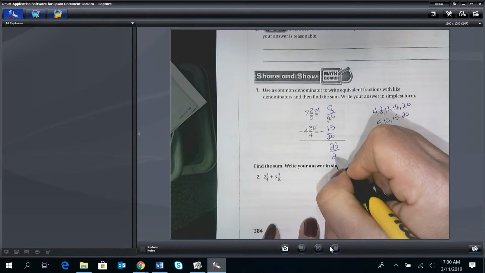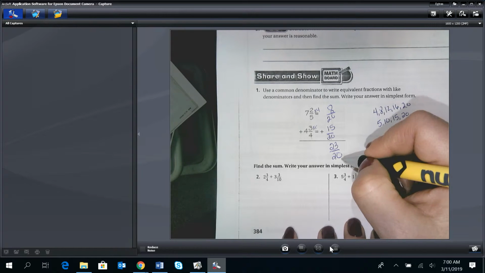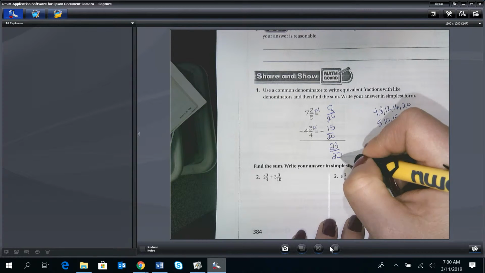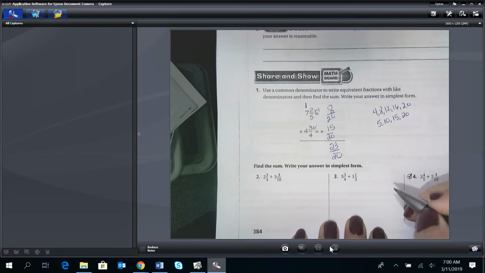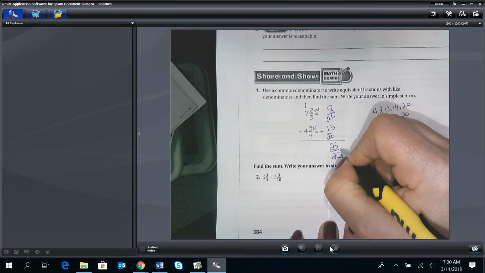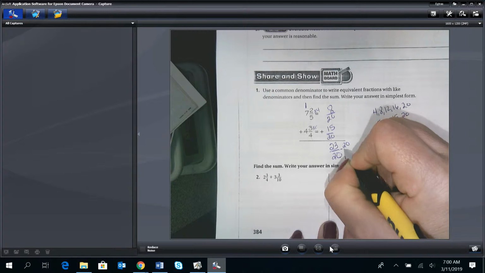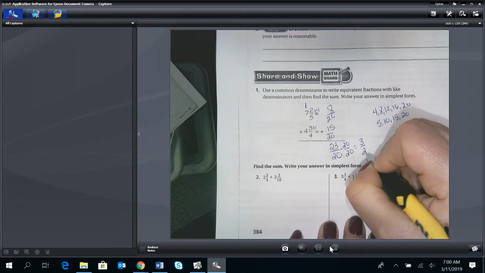I get 23. I have to stop right there because what do I have? An improper fraction. So I have to ask myself, how many times does 20 go into 23? One whole one. I'm going to put it up there because I've got to carry it. That one whole one is worth 20. What do I have left? 3 over 20.